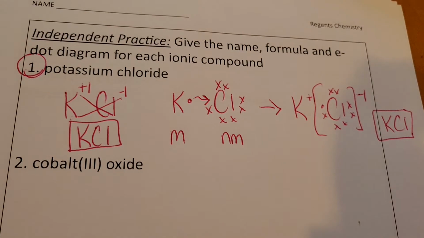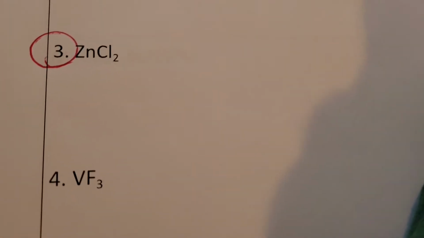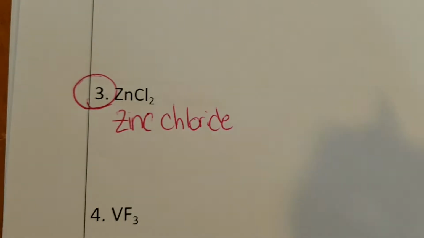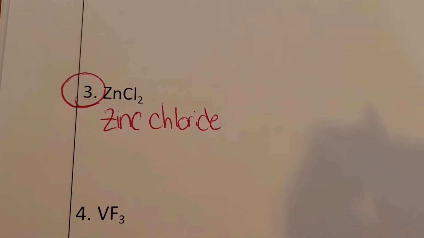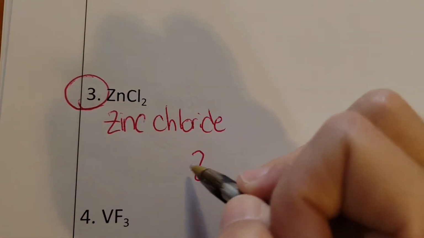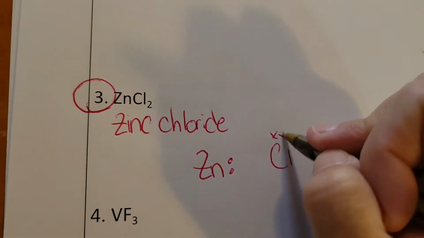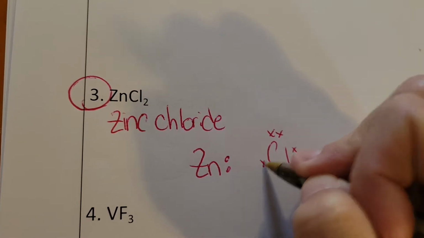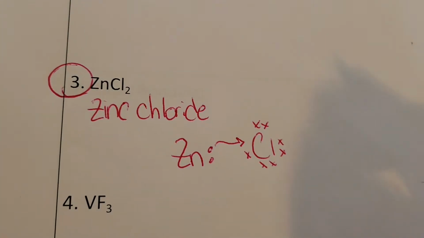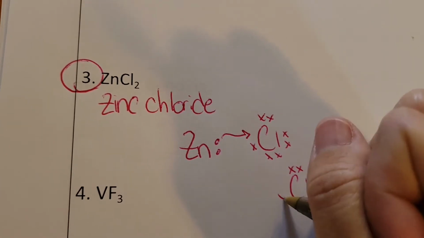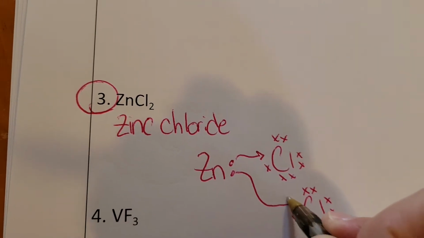Okay. And then the last one, I know my formula is ZnCl2. So for me to name that, I know it's zinc chloride. For me to now do my electron dot, if I look up, zinc has 2 valence electrons. Chlorine has 7. So zinc's going to give 1 to the chlorine. We need another one. Zinc's going to give 1 to this chlorine.